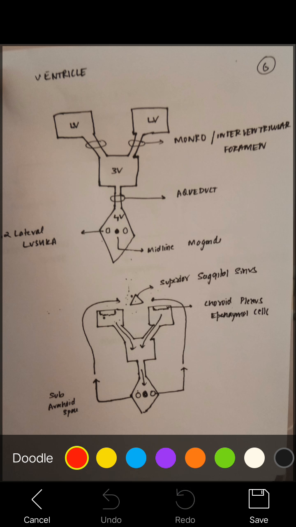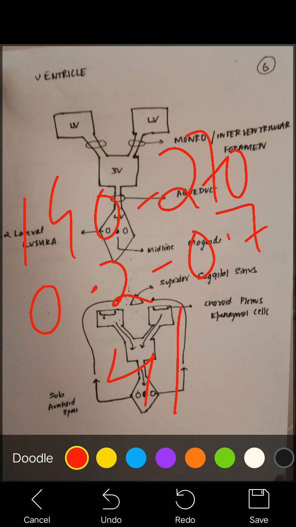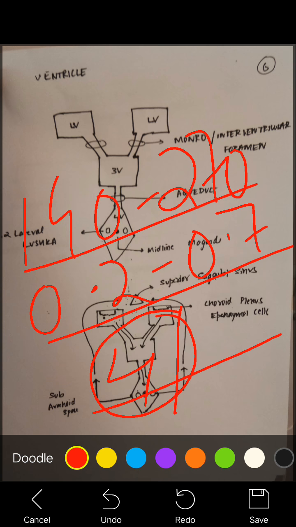Few numericals you need to remember about the CSF. First one is the total volume of CSF, which is around 142 to 270 ml. On average you can keep it as 200 ml. Second point is the rate of CSF production, that is 0.2 to 0.7 ml per minute. And the entire CSF volume is replaced 4 times per day. So these are the three values you need to remember about CSF.